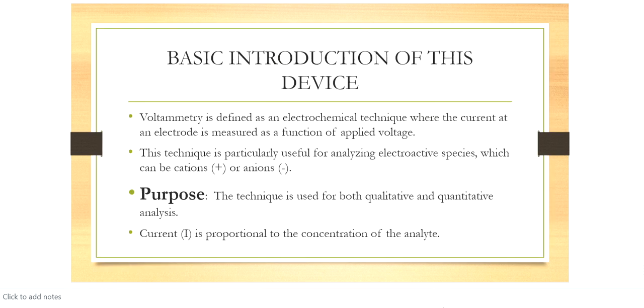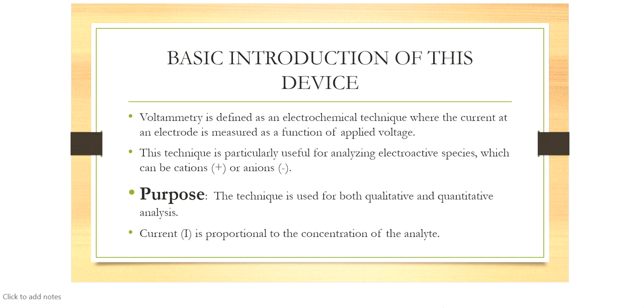So, voltammetry is an electrochemical technique where the current at an electrode is measured as a function of applied voltage. So, basically, it is a device which is used to measure the current across the electrode under applied voltage. This technique is particularly useful for analyzing electroactive species, which can be cation or anion.